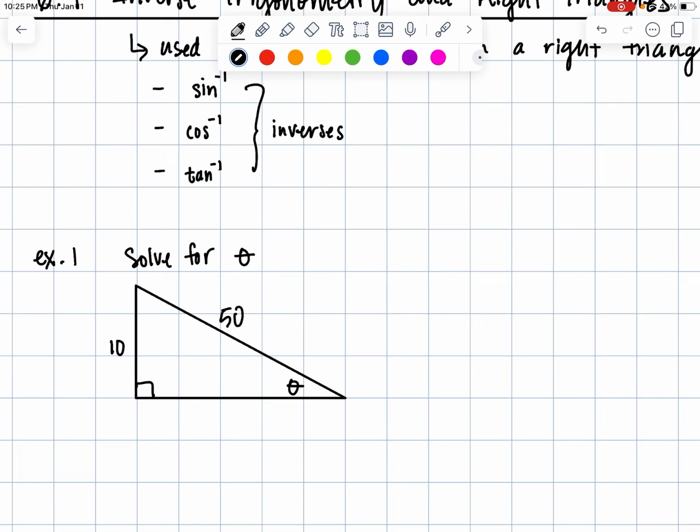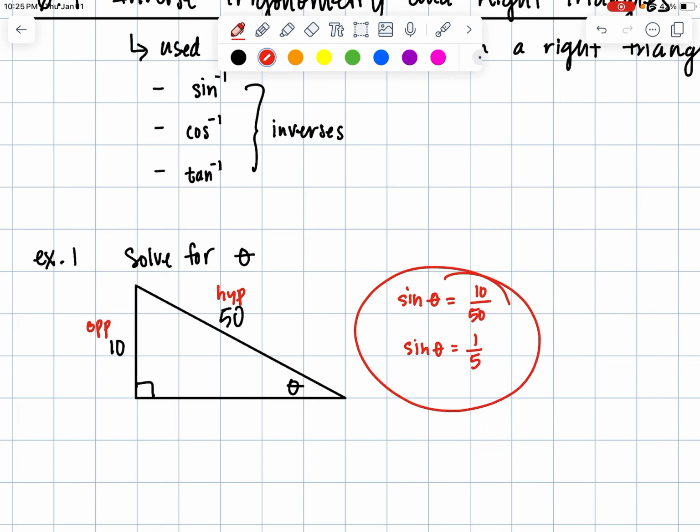Solve for theta. Looking at this triangle, we have 10 as the opposite side of this angle, theta, and 50 would be the hypotenuse. The trig function that we would have to use here is sine. So we do sine of theta is equal to 10 over 50. If you want to reduce this, you absolutely could. You could write this as sine of theta is equal to 1 over 5. It doesn't make a difference either. Whichever you put into your calculator, you will get the correct answer. I'll show you in just a second.